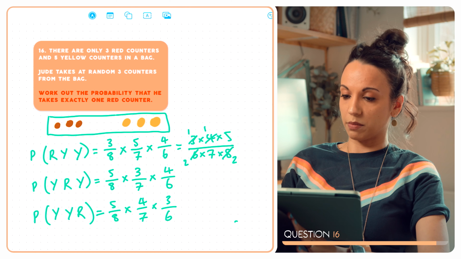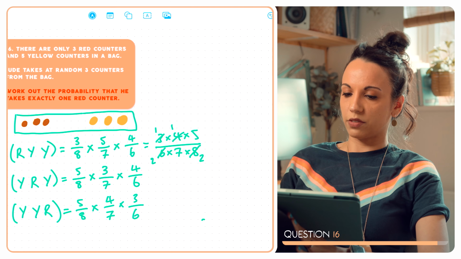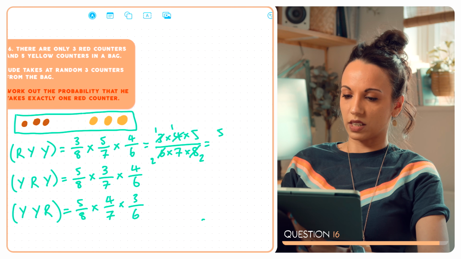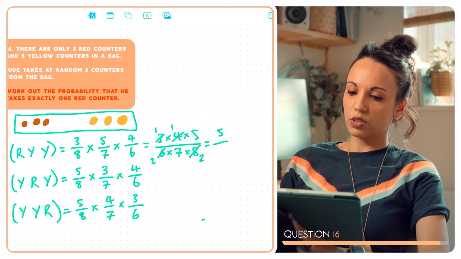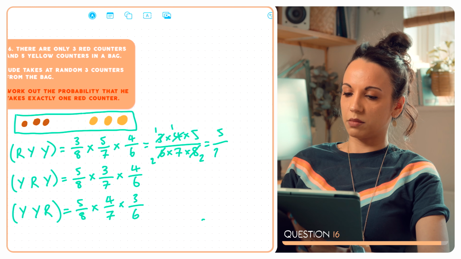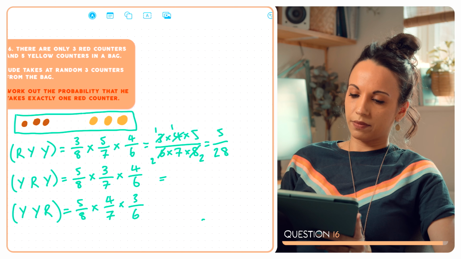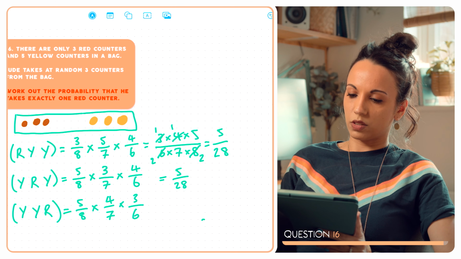Now that looks a bit easier to multiply by. Just budge this over a bit. We're going to get 1 times 1 times 5 in the numerator, which gives us 5. And then 2 times 7, which is 14, times that second 2 is 28. So each of these probabilities is 5 over 28.